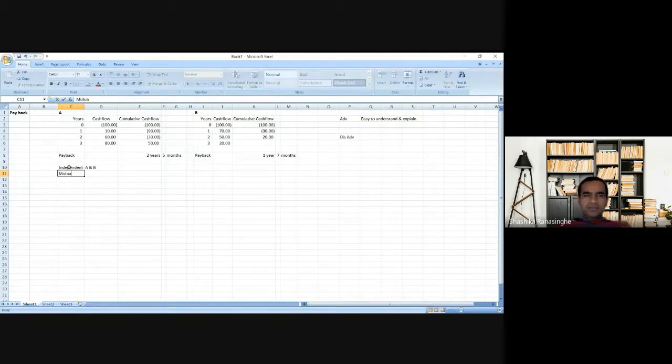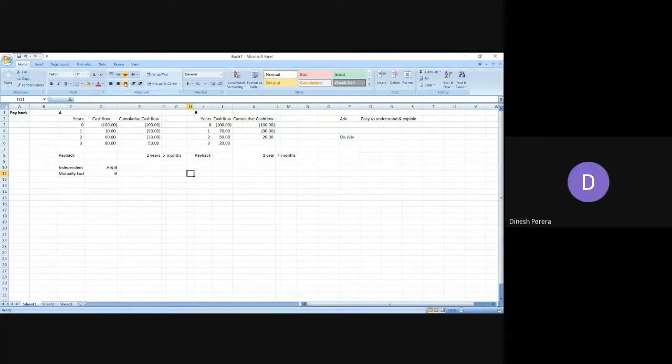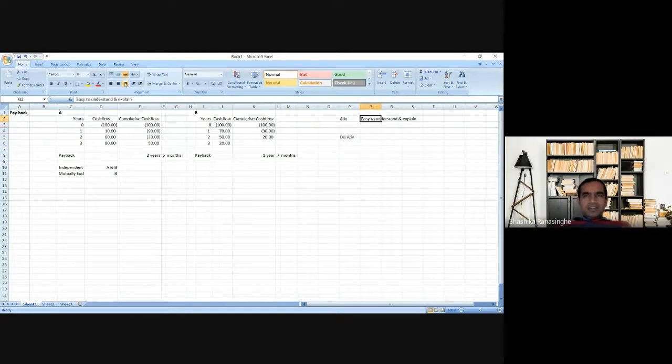And mutually exclusive, which one will you pick? B. Then you pick B. Reason? It will take less time to recover your investment, to recover your investment faster. Okay. So advantage, it's easy to understand and explain. Disadvantage, it only looks at cash flows that you receive up to payback, isn't it?